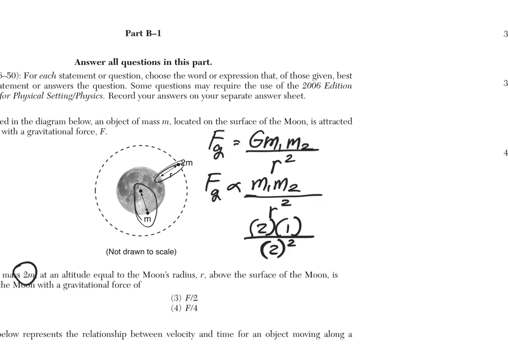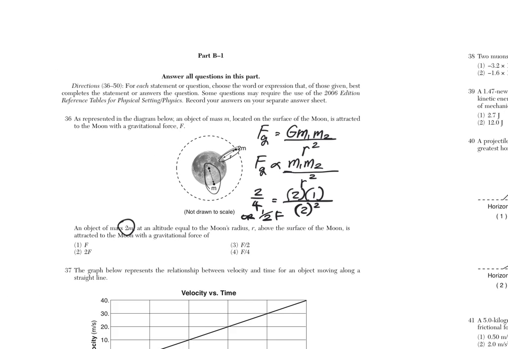So separation is doubled. And so with double the mass of the object, same mass for the moon, and double the separation, we get 2 over 2 squared, so that's 2 quarters, or 1/2 the force. So if the original force is F, half of F would be choice 3, F over 2.